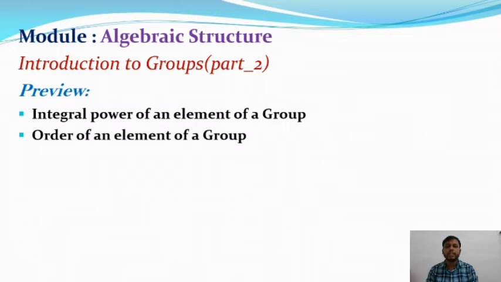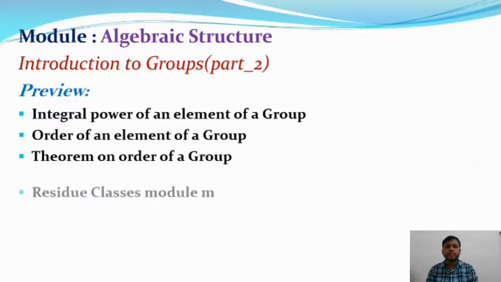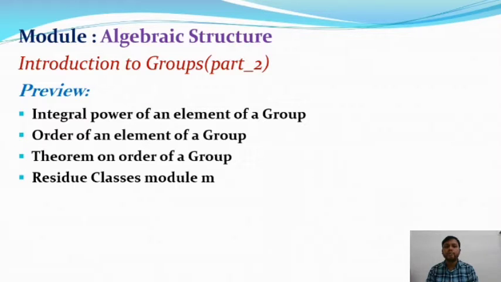That means there exists a least positive integer n such that a to the power n is equal to e, where a is an element of a group G. Where a is any element of a non-empty set G. After that we discussed the theorem on order of a group, some basic theorems on the order of a group, and then the residue classes modulo M, with the definition and some examples, and then some related examples on order of a group and residue classes modulo M.